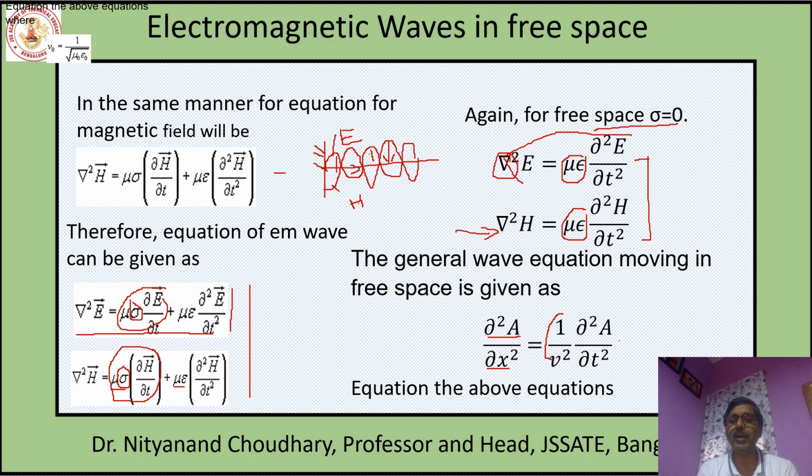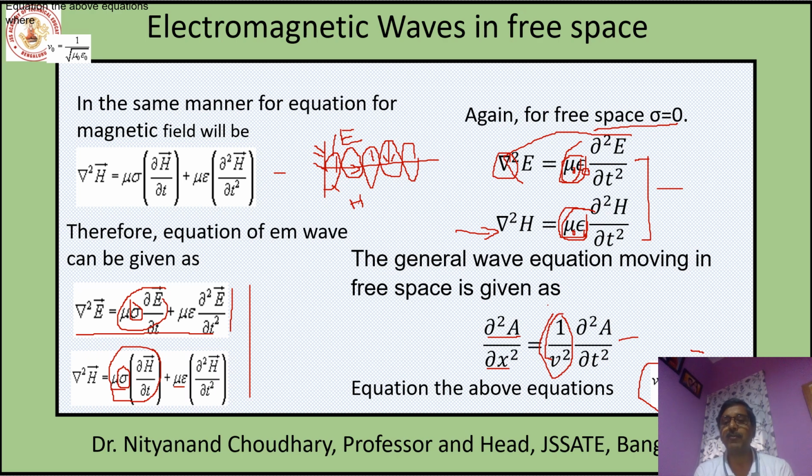So what we can do is equate this equation with either of these two equations. This is the coefficient of vector A, and this is also the coefficient of vector E or vector H. So naturally, 1 upon V square is equal to mu epsilon. Here I have written V is equal to 1 upon root of mu naught epsilon naught, because if it is the permittivity here, then we have to take the absolute medium. So these values become mu naught and epsilon naught. Comparing with this, V is equal to 1 upon root of mu naught epsilon naught.